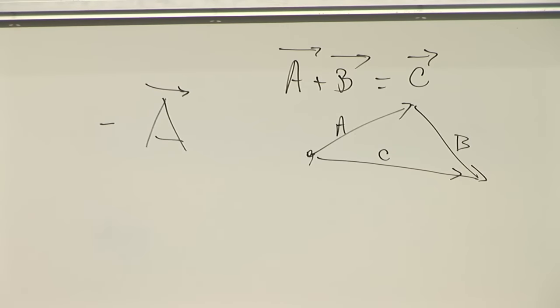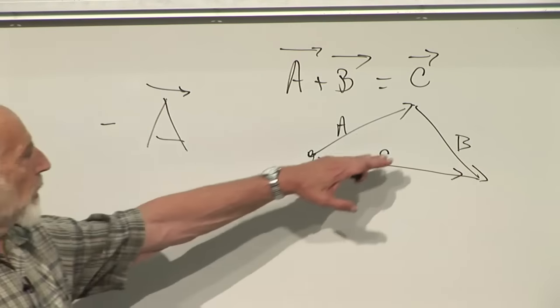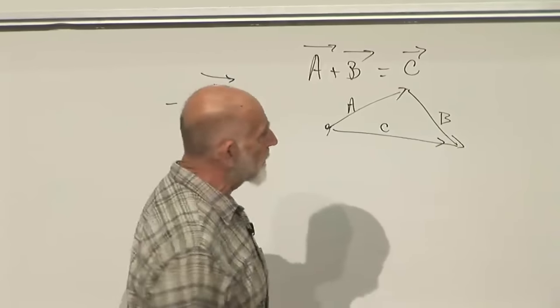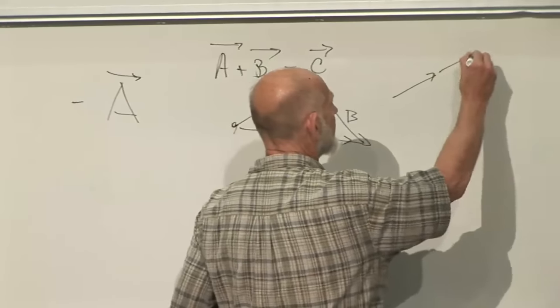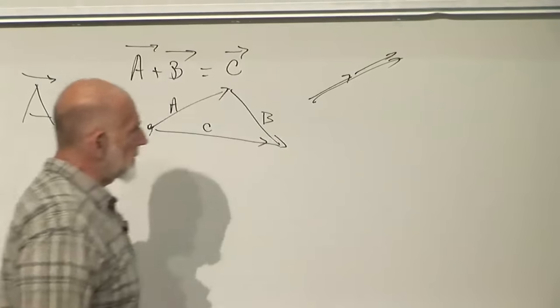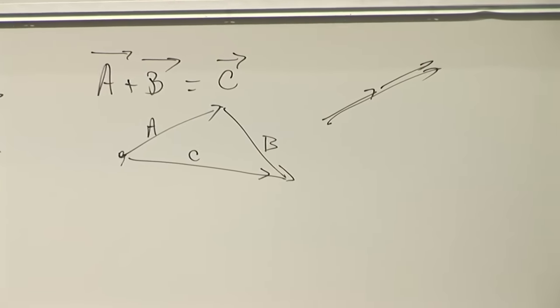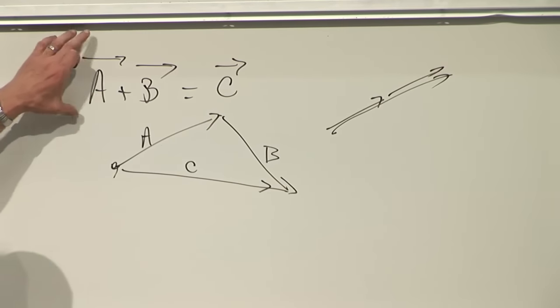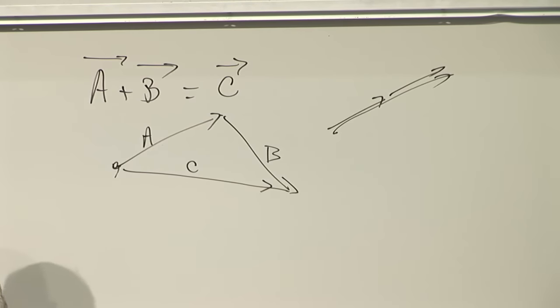It might be a degenerate triangle. It might be that B is along the same direction as A, in which case C will also be along the same direction. It'll look something like this, in which case it's a kind of degenerate triangle. But still, we'll just think of it as a triangle. We can add vectors by this rule.